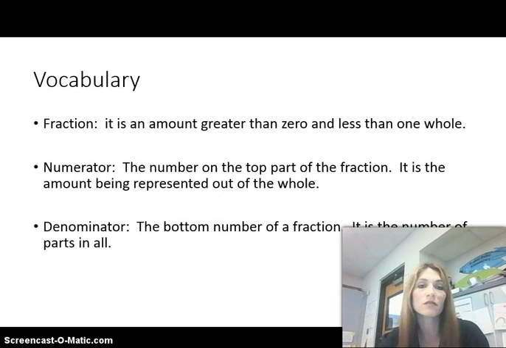Our vocabulary is fraction. It's an amount greater than 0 but less than 1 whole. Numerator is the top number on a fraction. It is the amount being represented out of a whole. A denominator is the bottom number of a fraction, and it is the number of parts in a whole, or parts in all. So please pause, make sure you write down your vocabulary.